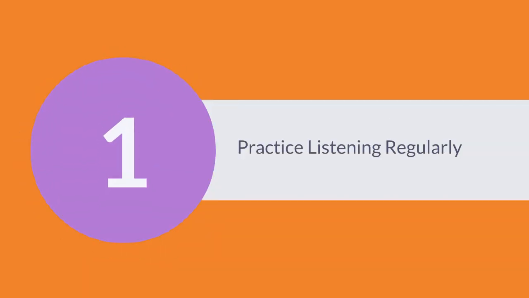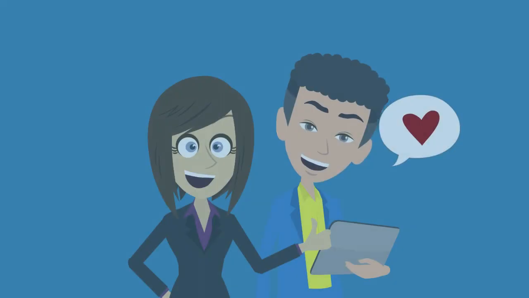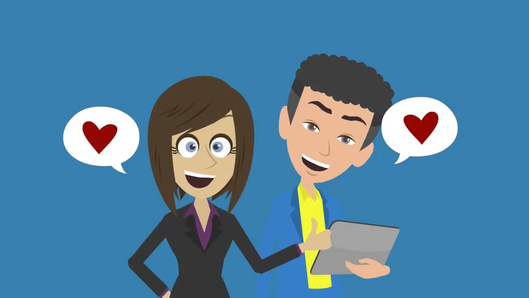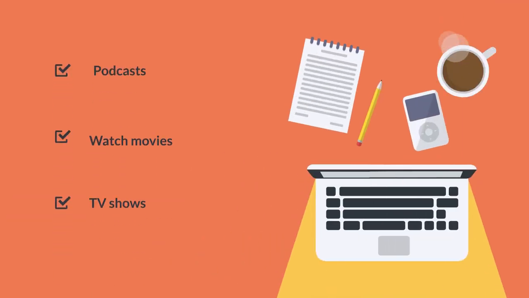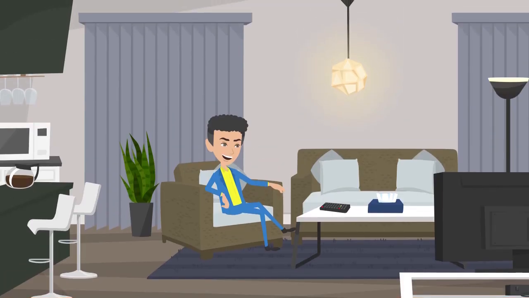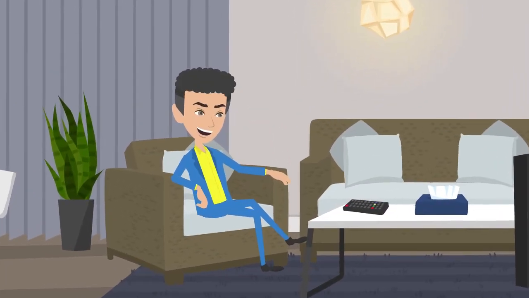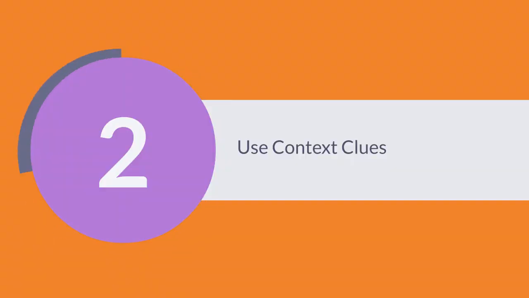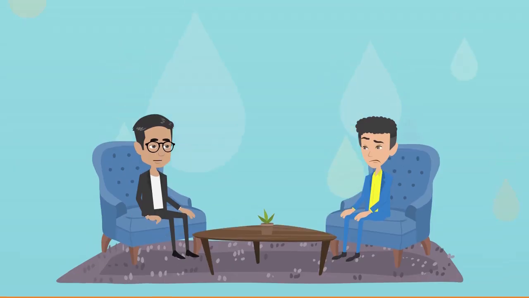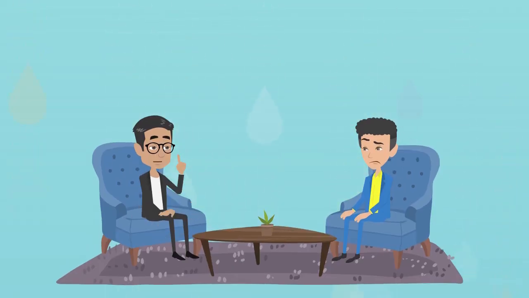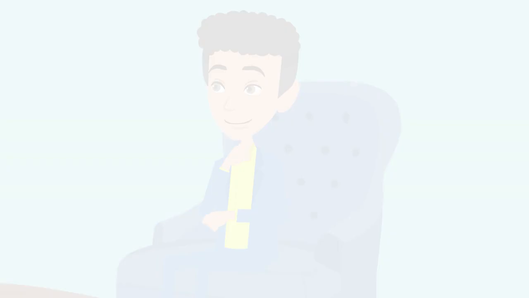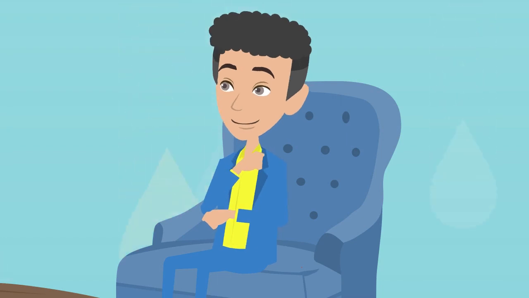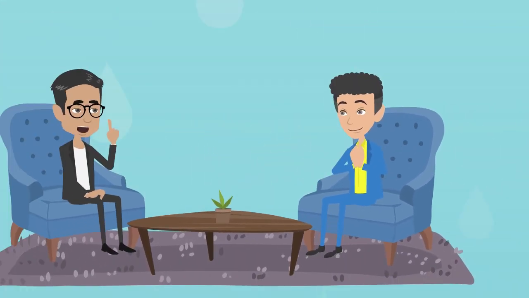1. Practice listening regularly. The more you listen to spoken English, the better your comprehension will become. Listen to podcasts, watch movies or TV shows, and try to listen to different accents to expose yourself to a variety of English language styles. 2. Use context clues. When you encounter unfamiliar words or phrases, try to use the context to understand their meaning. Listen for keywords that provide clues to the topic or subject being discussed.